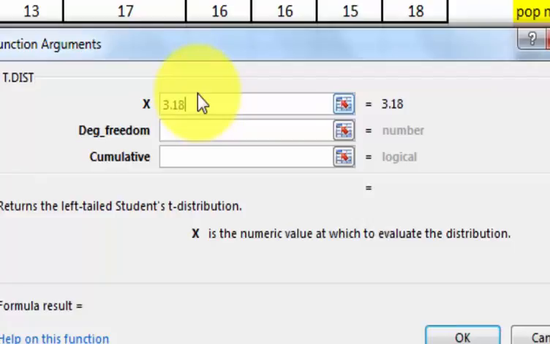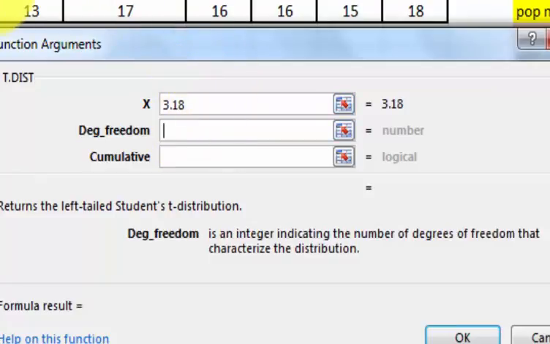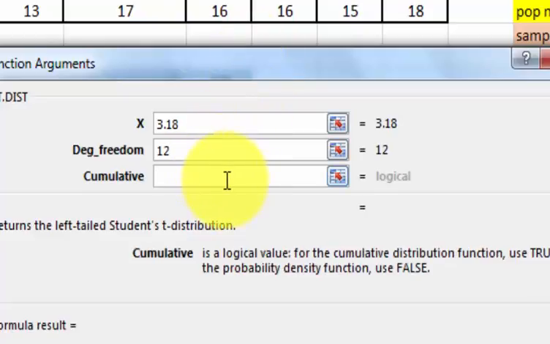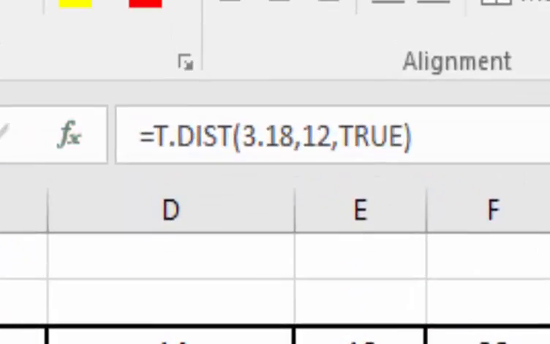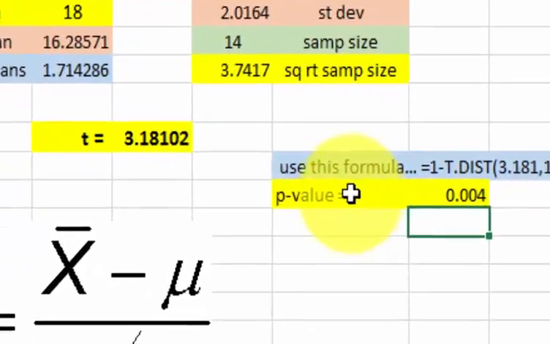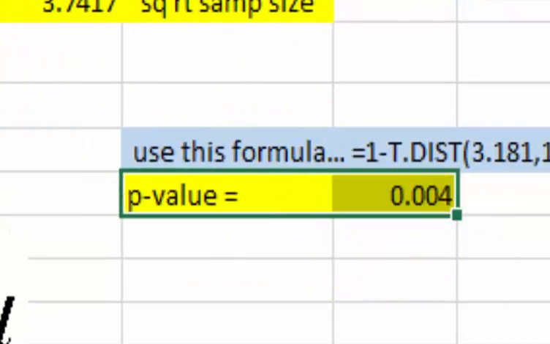Just going out to two decimal places there. Degrees of freedom is the number of people, which is 14, minus the number of groups, which is 2. So I'm just going to mark it as 12. Cumulative is true. So now this is going to give us everything less than that. So we have to subtract that number from 1. Go back into the function bar, right between the equal sign and the t, hit 1 minus, and that should give us the p-value. Okay, so there's the p-value for that t-test statistic.